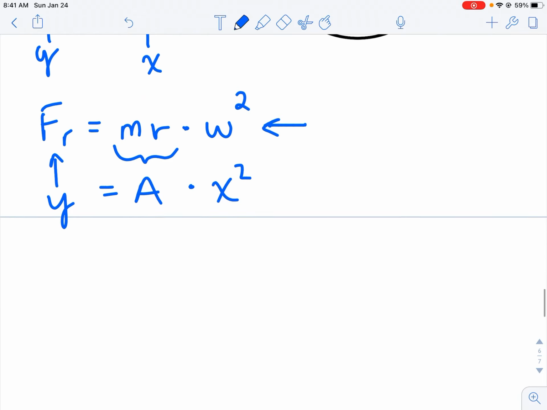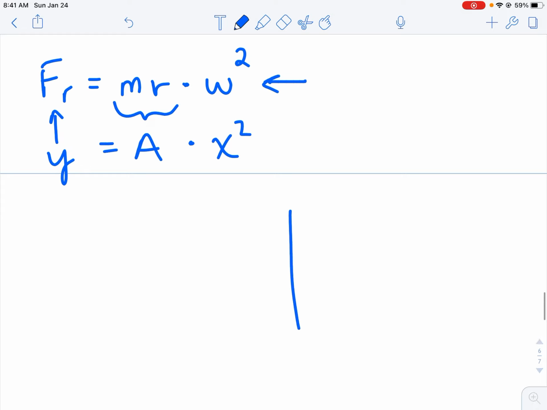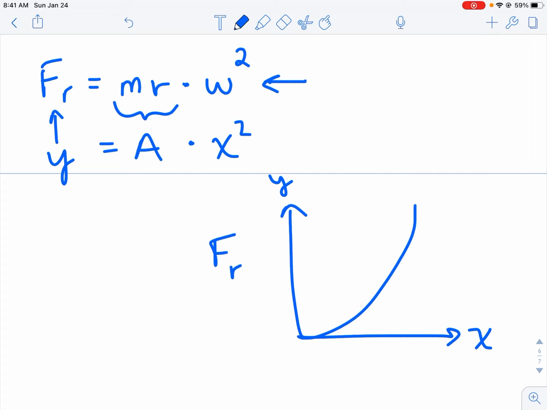So what do we know from a y equals ax squared graph? Well, we know that it would be something like that. Okay, starting from 0, 0. In this case, we would say our y value is radial force, our x value is omega. So this is what our data should show, right? We're going to collect different data points. We're going to keep increasing the angular speed, and what we should see as a result is that force increasing in a squared type of relationship with angular speed.